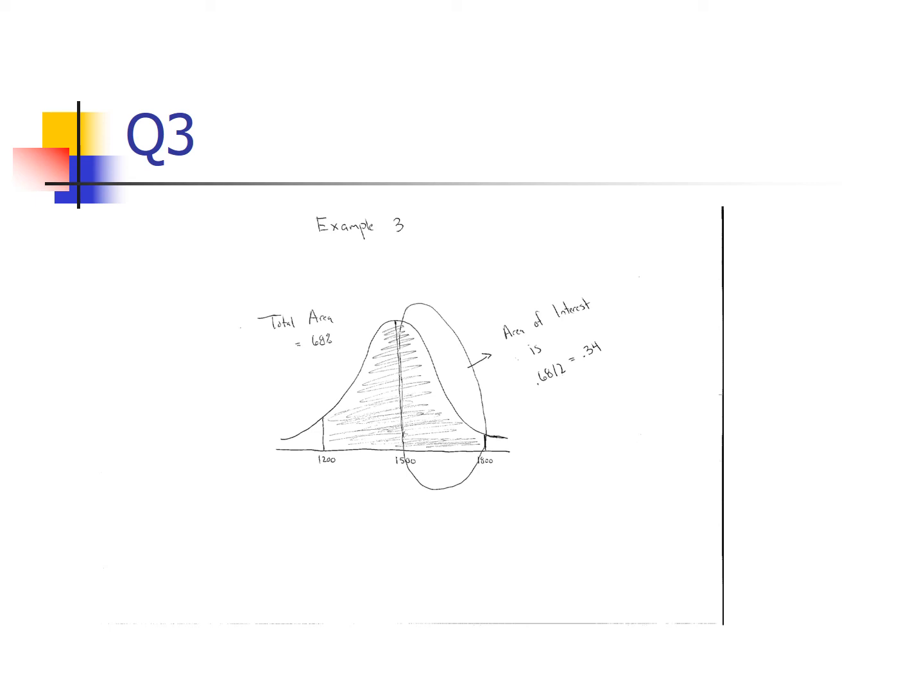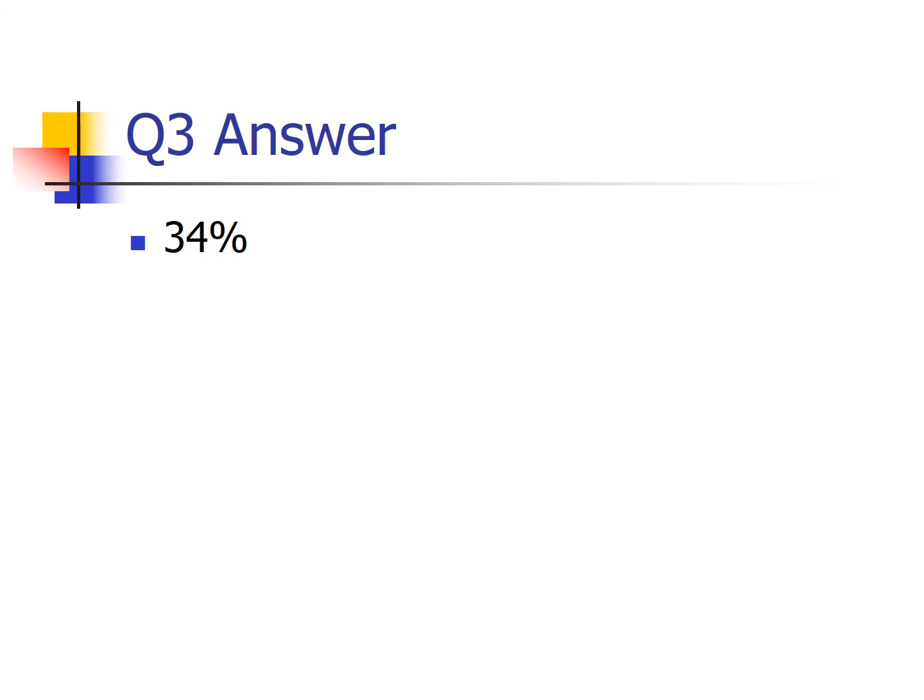By symmetry, remember, symmetry means that those two areas match up, which means that they're the same. So the area to the right of the mean, the area to the right of 1500, is half of the total area, which means that the area that we're interested in, that circled area, is going to be 68% divided by 2, half of 68%, which, if we plug that into a calculator, we get 34%. And there it is, lo and behold.